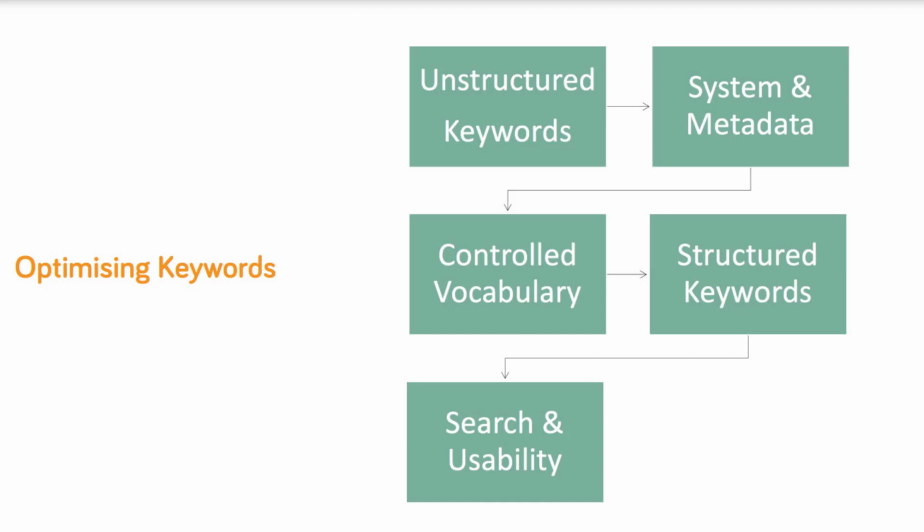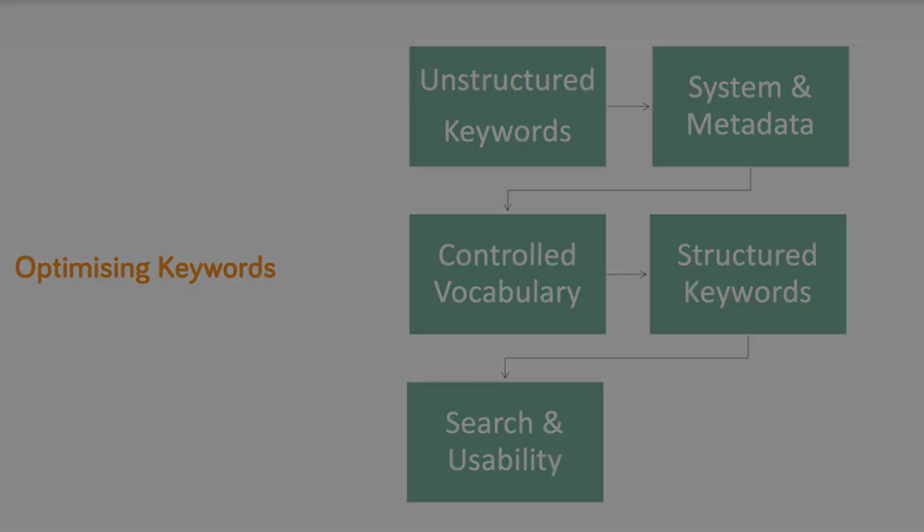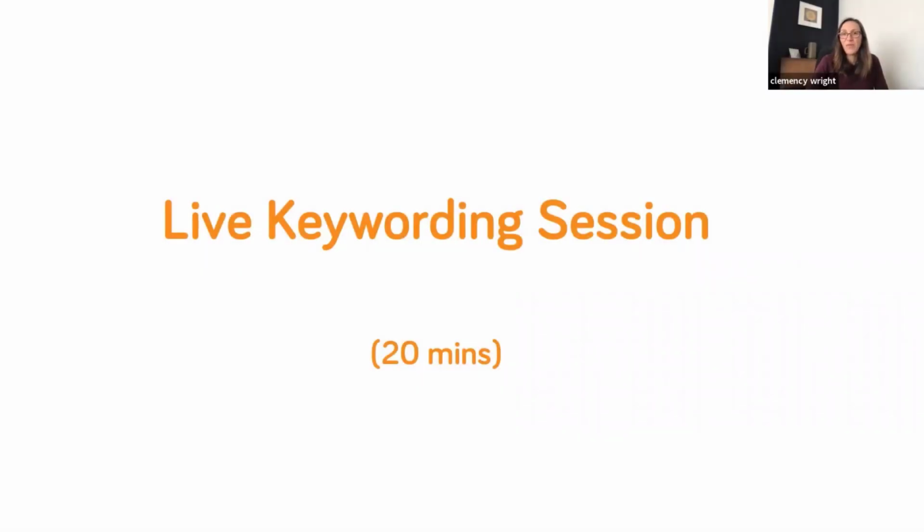But what it does is it powers the keywords that a user types into a search box in the back end, and then it returns a more structured set of results. So we're moving from unstructured keywords, using the system, metadata fields, and controlled vocabulary, to create structured keywords. And of course, the ultimate goal here is to make the content more searchable, more findable, and it's all about the user experience. So that was a very quick whiz through some of the fundamentals of keywording.